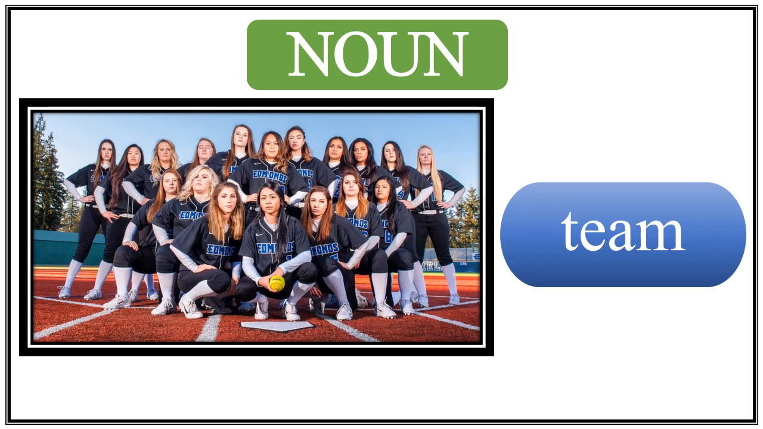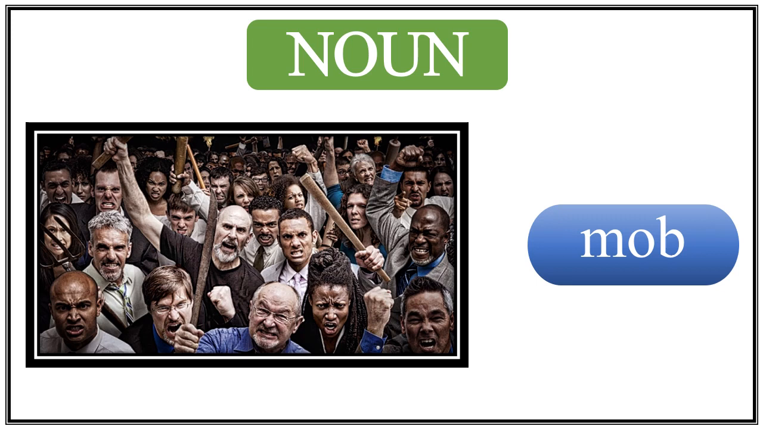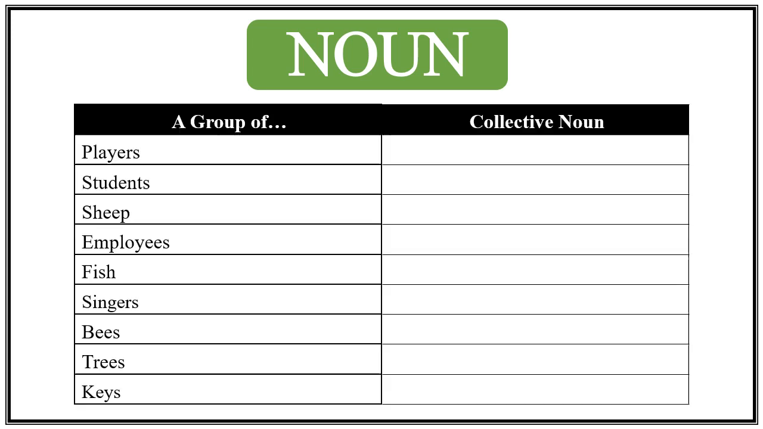Team. It is a collection of players or persons. Choir. It is a collection of singers. Mob. It is a collection of people, especially one that is disorderly and intent on causing trouble or violence. There are a lot of collective nouns in English and they can be very interesting to learn. Let's look at some common examples.